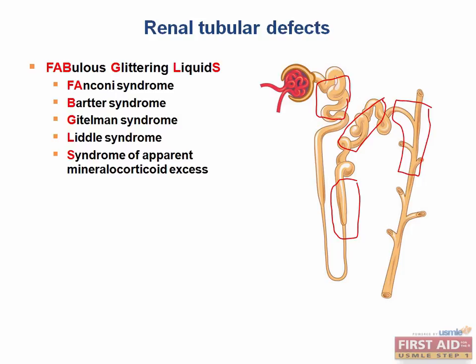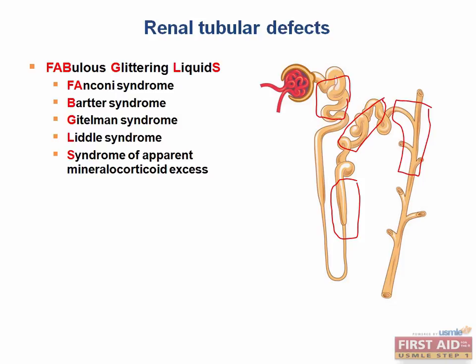The syndrome of apparent mineralocorticoid excess is a hereditary deficiency of 11-beta-hydroxysteroid dehydrogenase, which normally converts cortisol into cortisone in cortisol-sensitive cells. If this enzyme is absent, excess cortisol will activate mineralocorticoid receptors, resulting in hypertension, hypokalemia, and metabolic alkalosis. Interestingly enough, this can be an acquired disorder if you eat too much licorice, which blocks the enzyme's activity.